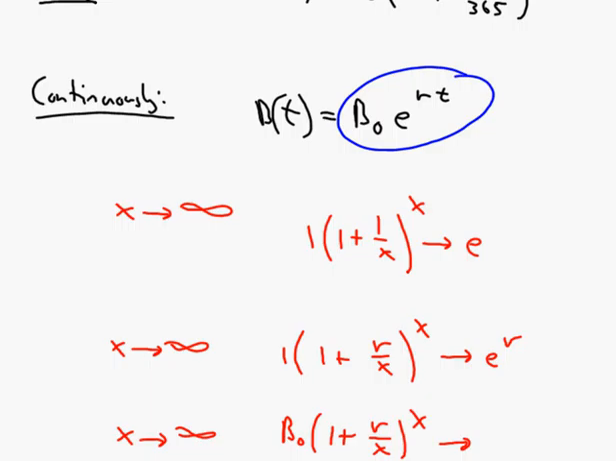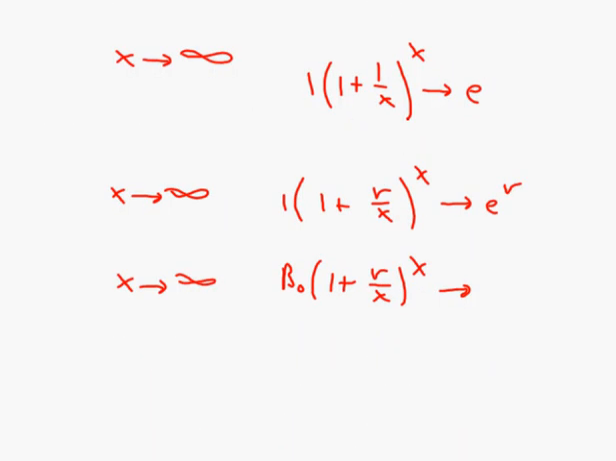Okay? And what I'm attempting to do here is sort of justify, give you some sense of why that's happening. Well, this last case, if you notice, this expression here is just like this expression, except it's being multiplied by B0. So you would expect this to be B0 e to the r.